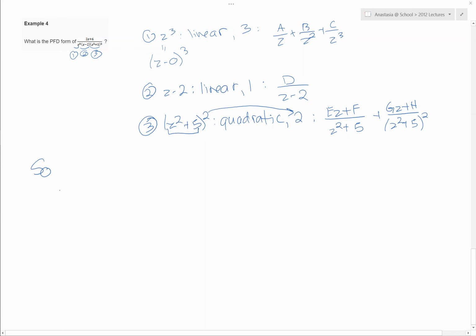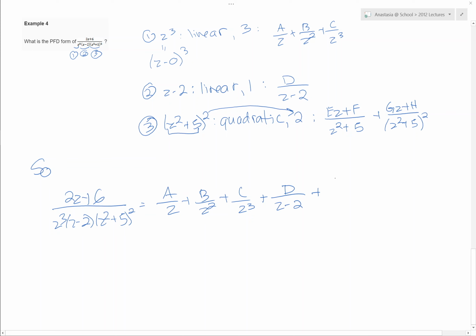So the whole form for (2z + 6) over z cubed times (z - 2) times (z squared + 5) all squared, we're going to have A over z plus B over z squared plus C over z cubed, and then we'll have plus D over z - 2 and plus (Ez + F) over (z squared + 5) plus (Gz + H) over (z squared + 5) squared.